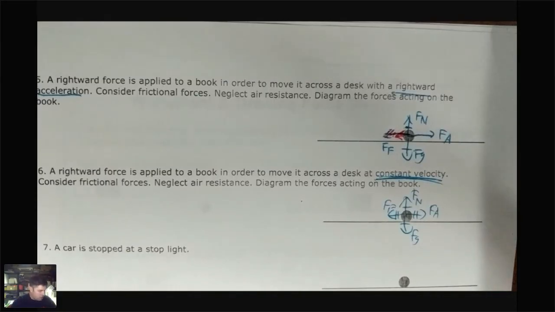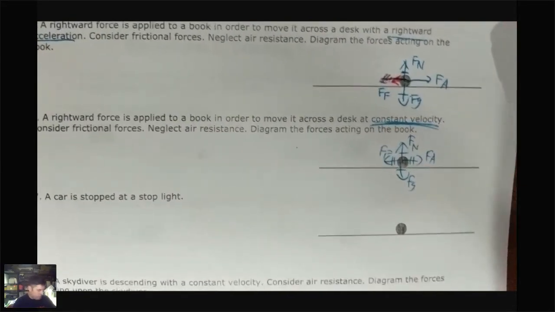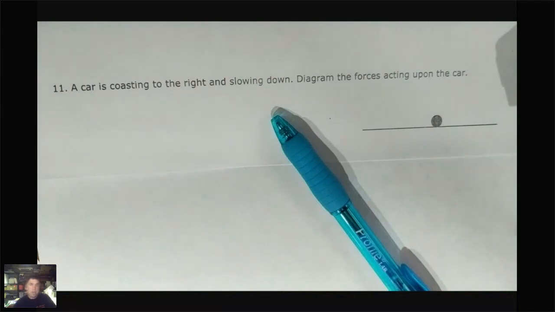All right. I'm going to skip ahead then because it seems like you guys got these basic ones down pretty good. So I'm going to jump ahead a bit on my little cheat sheet here. Let's look at number 11. A car is coasting to the right and slowing down. Diagram the forces acting on the car.